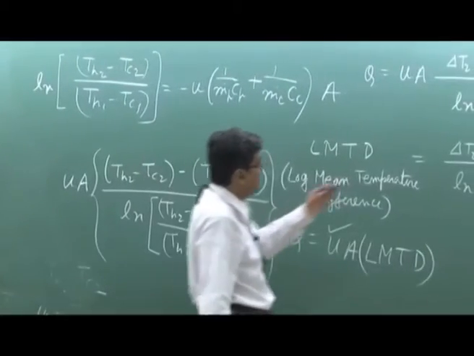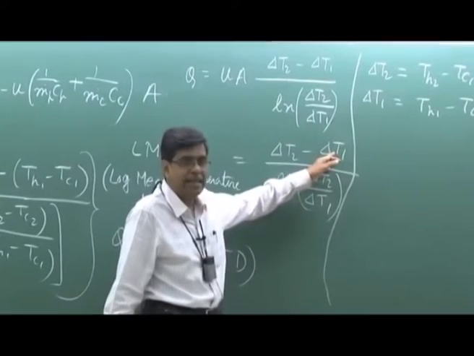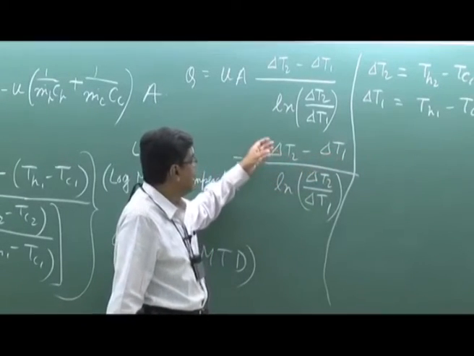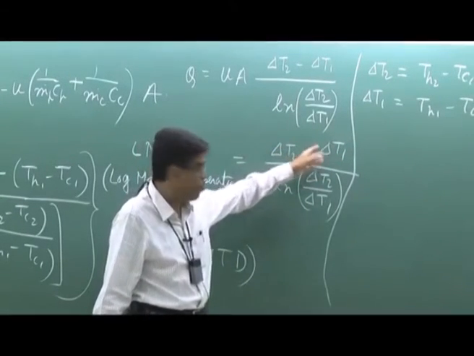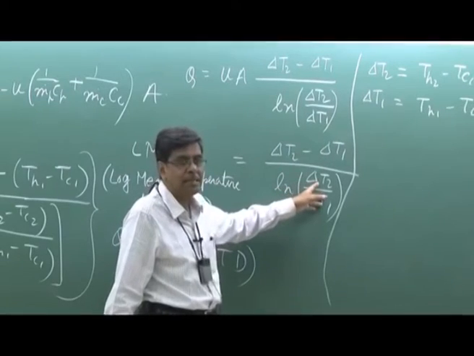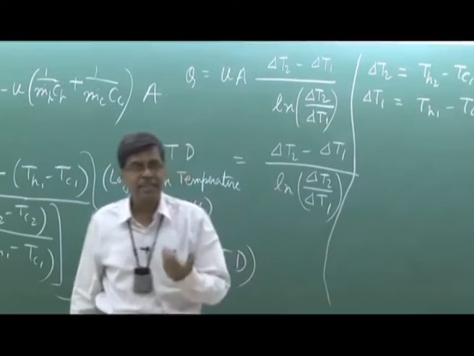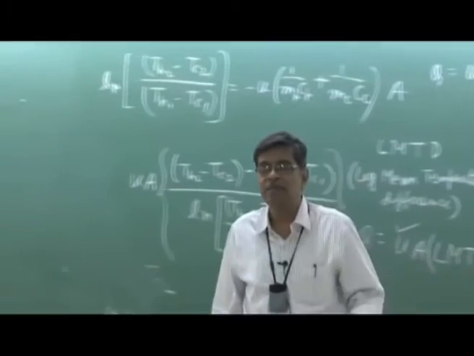We can take delta T2 by delta T1 as x. You can write delta T1 into (x minus 1) divided by ln x. Taking the limit as x tends to 1, you will see this becomes delta T.